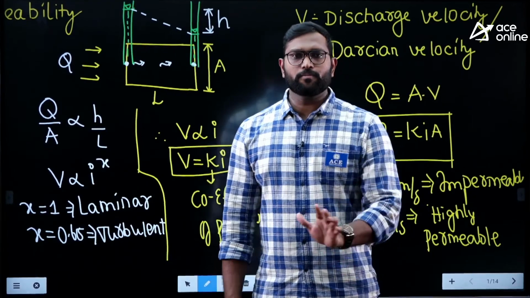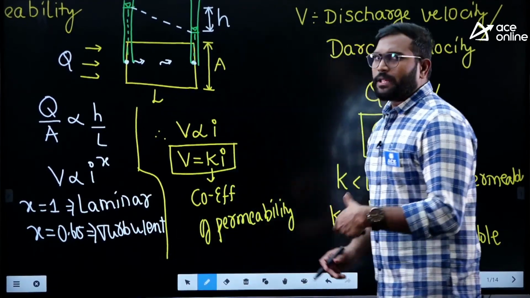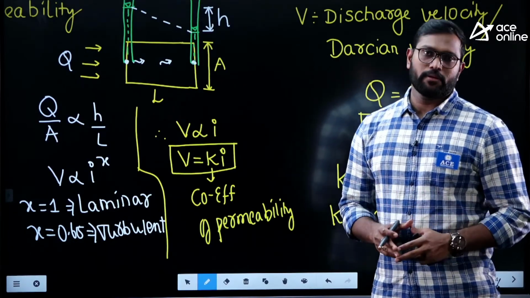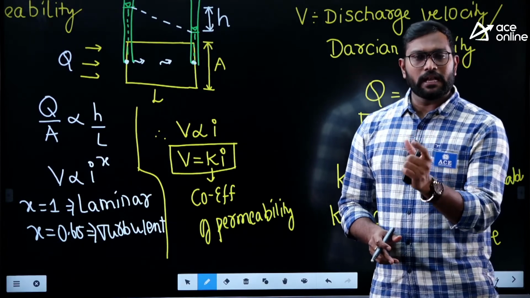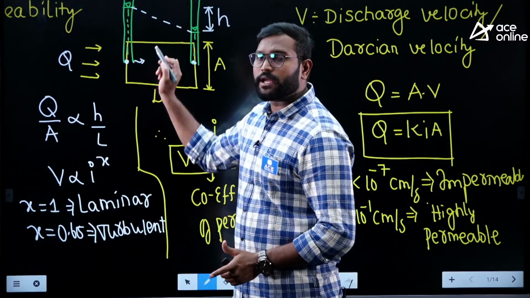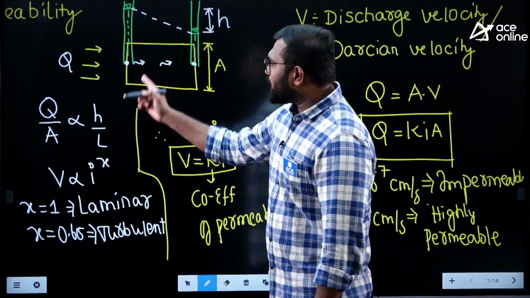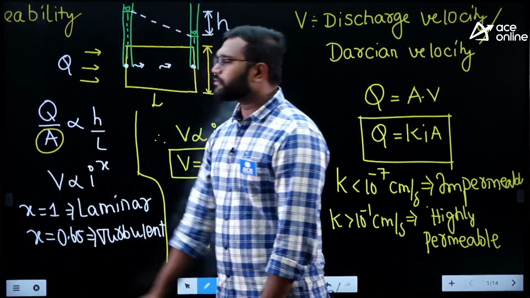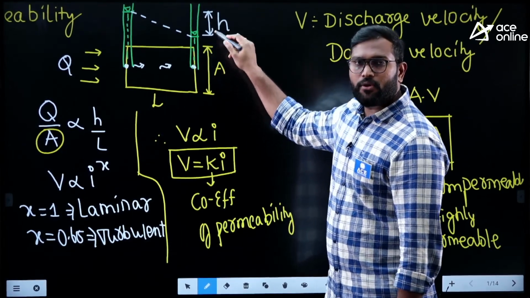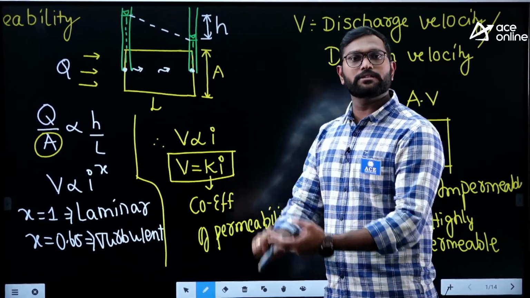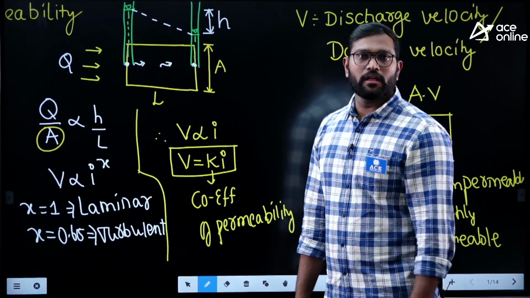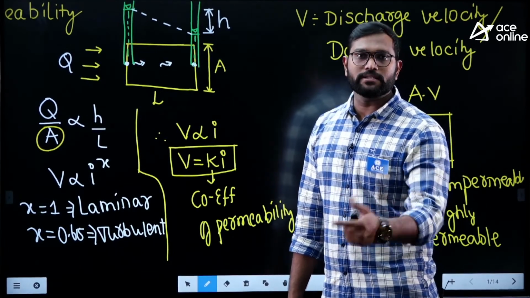KiA. But one more point here, let's define permeability once again. What is permeability? The ability of a soil to permit water through its interconnected void spaces, which means the actual flow will happen through the voids. But while considering the area, what is the area I have taken? I have taken the total cross-section area. The total cross-section area consists of solids and voids. But the actual flow area is not the total cross-section area. The actual flow area is the area of voids.